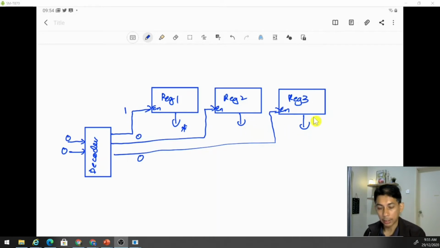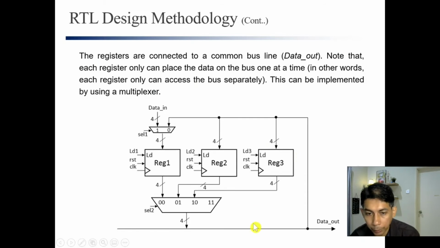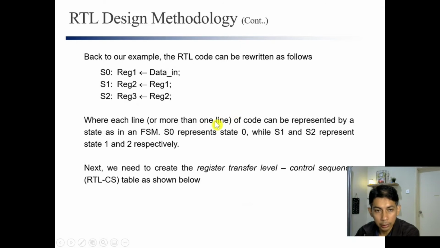This is also another way to implement the bus. But in this example, we use a multiplexer to implement the bus. Okay, so now remember, what we want to do is to transfer the data from here to register 1, and from register 1 we go to register 2, and from register 2 we go to register 3. All right, how to do that?